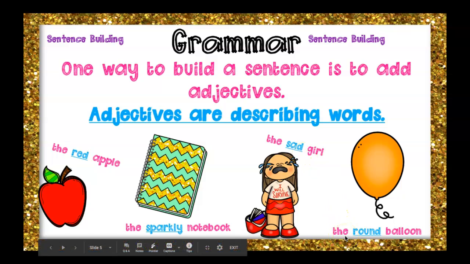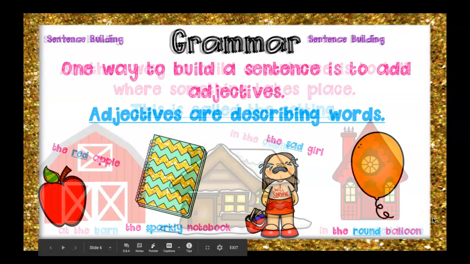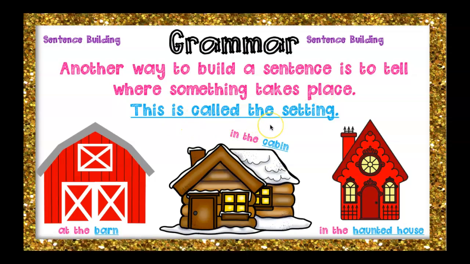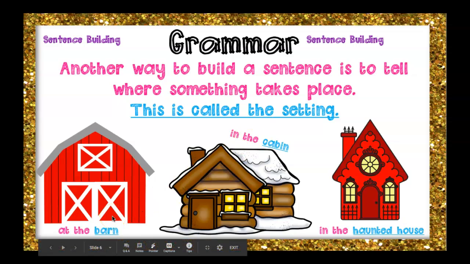And this is a balloon, but instead of just saying the balloon, we can add the adjective round and describe the balloon by saying the round balloon. Another way to build a sentence is to tell where something takes place. And this is called the setting. So for example, a story might take place at the barn, or in the cabin, or in the haunted house.